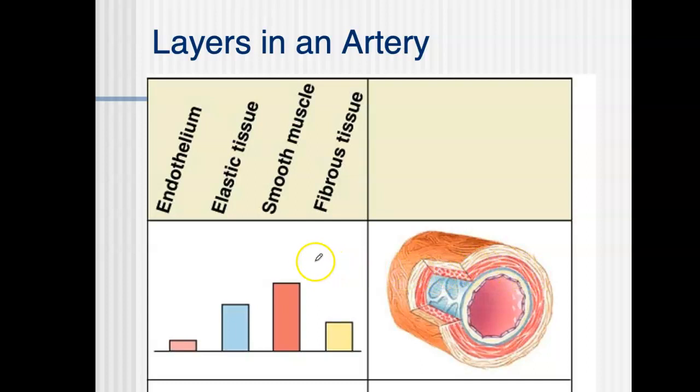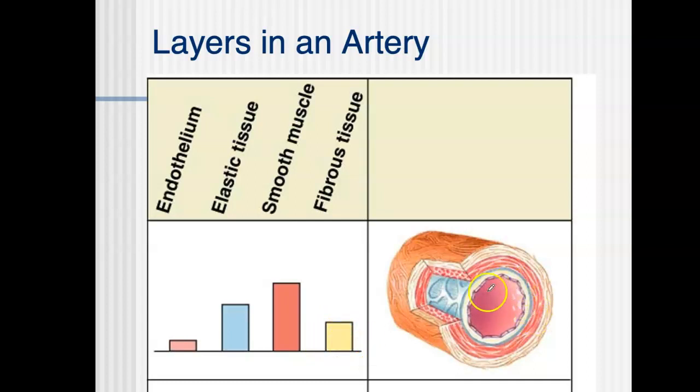And I've listed them for you in terms of, does it have an endothelium? Oh yeah, a little bit. Does it have elastic tissue? Oh yeah, quite a bit more. Does it have smooth muscle? Oh, yep, even more. And does it have fibrous tissue? Some, but still more than endothelium.